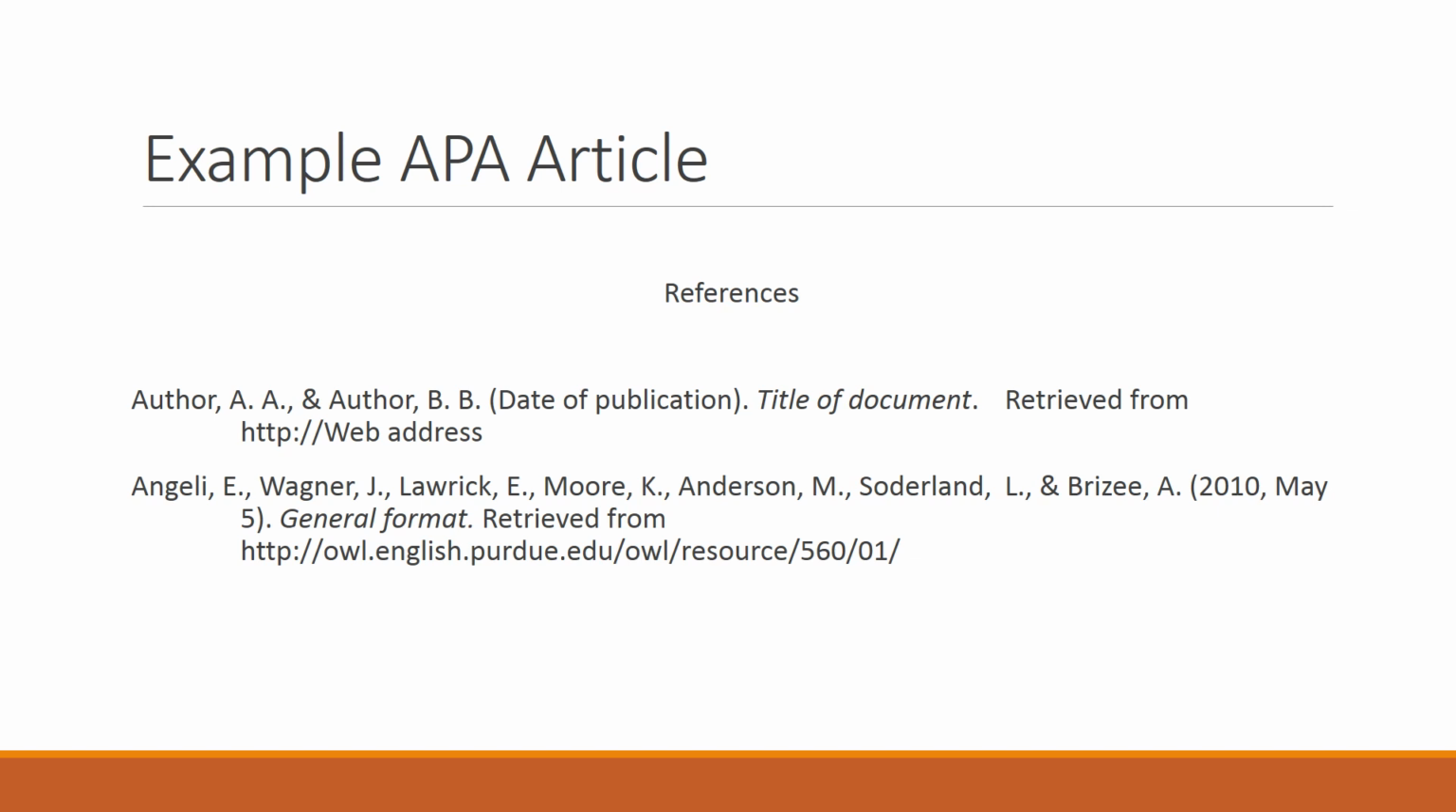Here's an example of an APA article citation. Titled it references. I have my hanging indent. It's the last name of the author, first name, and any other authors included. The year the article was published. Give a date and also include that. The title of the source, and then retrieved from, and then you have your URL.